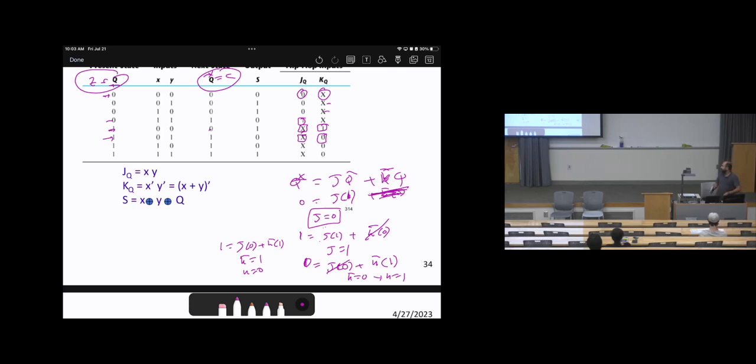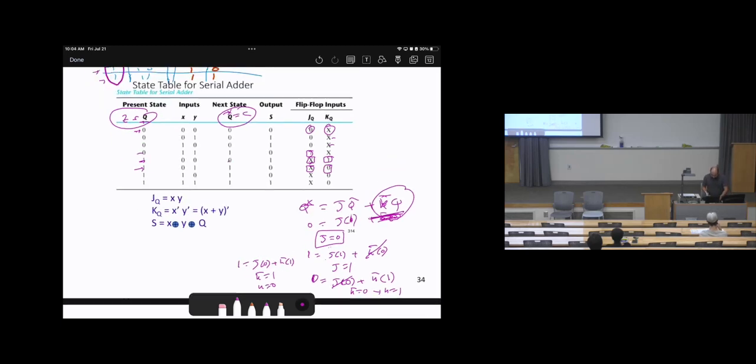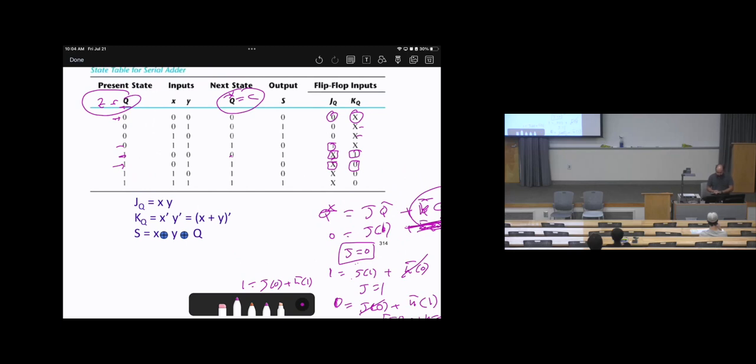Again, go back to the equation and try to substitute the present state, Q star and Q. Then figure out where J and K will be. If you find only J, while there is no way to find K, then K will be don't care, like it has been removed here. The same way, if J has been removed, then don't care.